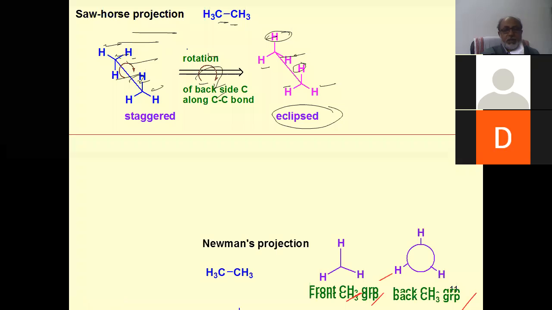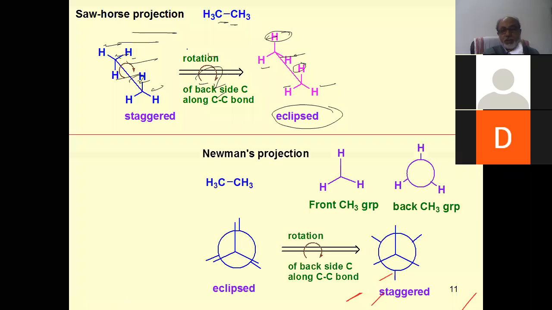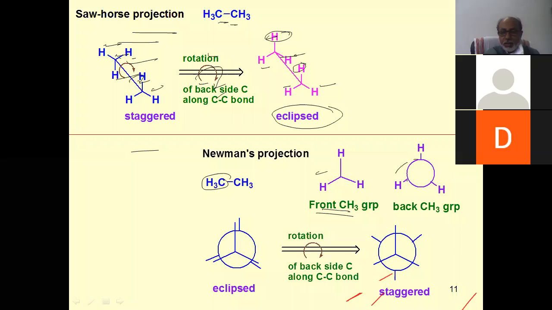Next one is Newman's projection. Newman's projection is something like Sawhorse projection. One of the CH3 groups is shown like this. This is the front side CH3 group. And this one becomes the backside CH3 group. The backside is shown with a circle. Remember, backside of your eyes.